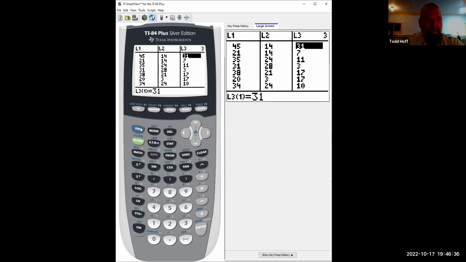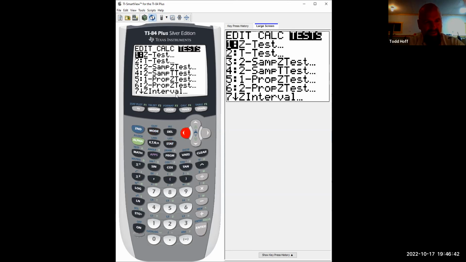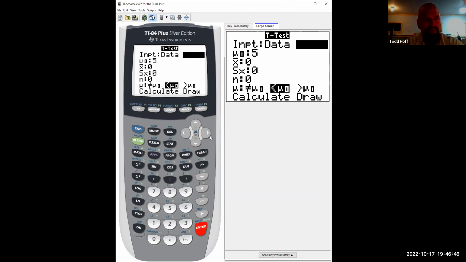So now we're going to get out of here. We're going to do second quit. I was just kind of glancing to make sure they were all the same. Hit stat and test. And we're actually going to just do a simple t-test here. And we're going to do our input as data.